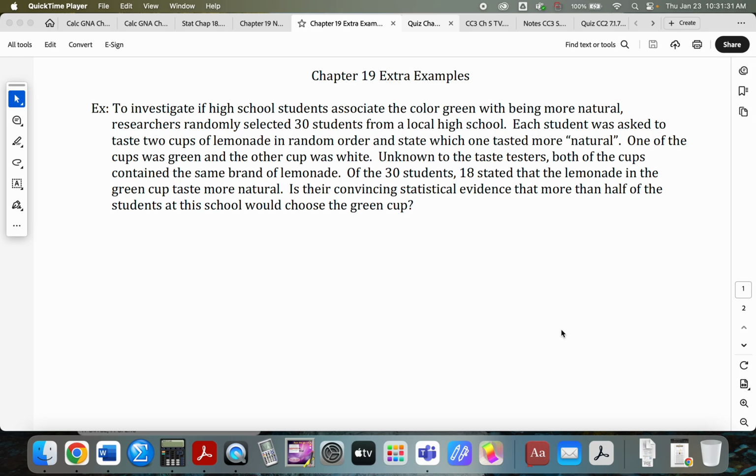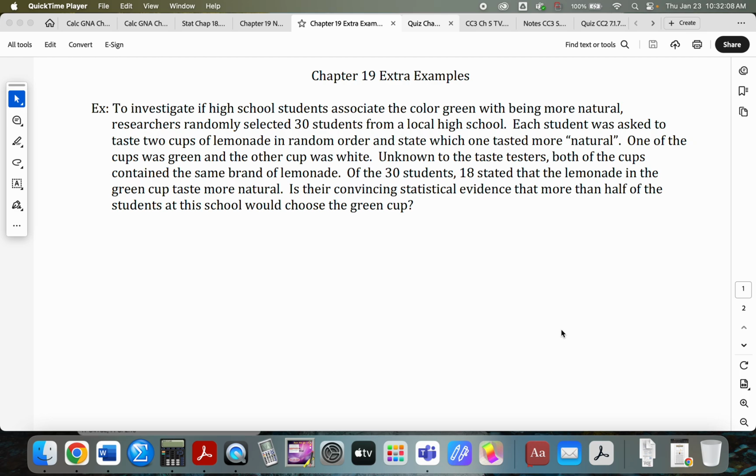So to investigate if high school students associate the color green with being more natural, whatever that means to them, researchers randomly selected 30 students from a local high school. Each student was asked to taste 2 cups of lemonade in random order and state which one tasted more natural. One of the cups was green and the other one was white. Unknown to the taste testers, both of the cups contained the same brand of lemonade. Of the 30 students, 18 of them stated that the lemonade in the green cup tasted more natural, and they had to make a choice.